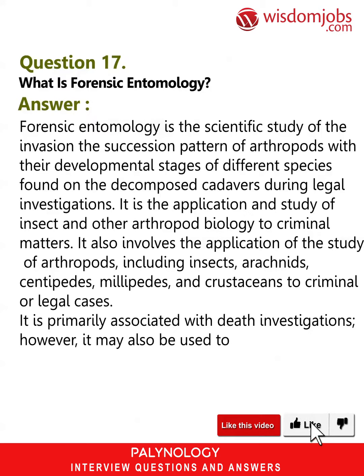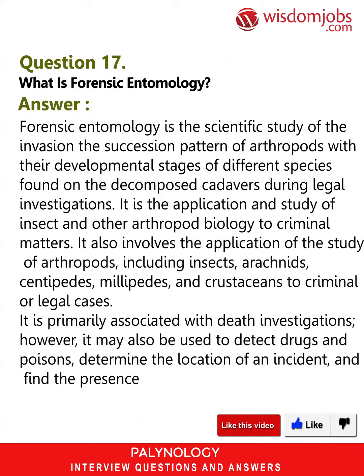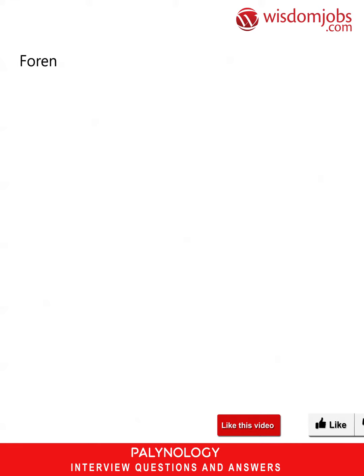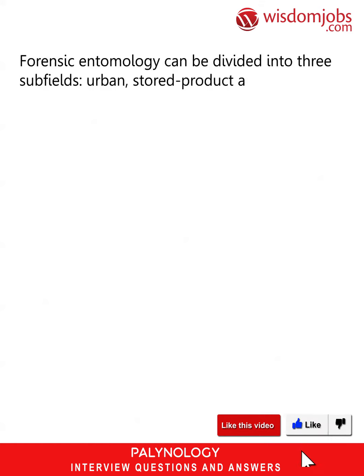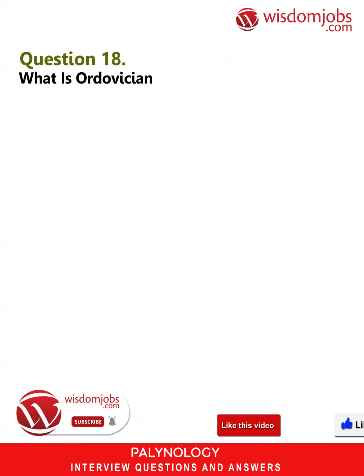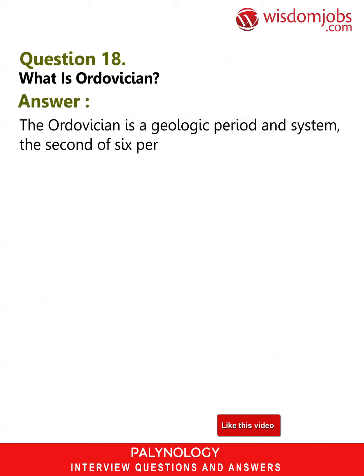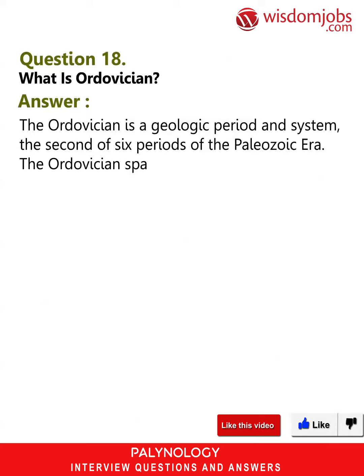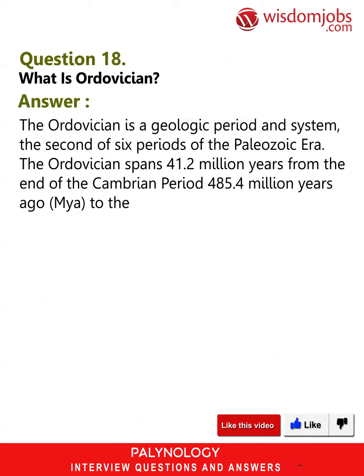However, it may also be used to detect drugs and poisons, determine the location of an incident, and find the presence and time of the infliction of wounds. Forensic entomology can be divided into 3 subfields: urban, stored product, and medico-legal/medico-criminal entomology. Question 18. What is Ordovician? Answer. The Ordovician is a geologic period and system, the second of 6 periods of the Paleozoic era. The Ordovician spans 41.2 million years from the end of the Cambrian period 485.4 million years ago (Mya) to the start of the Silurian period 443.8 Mya.